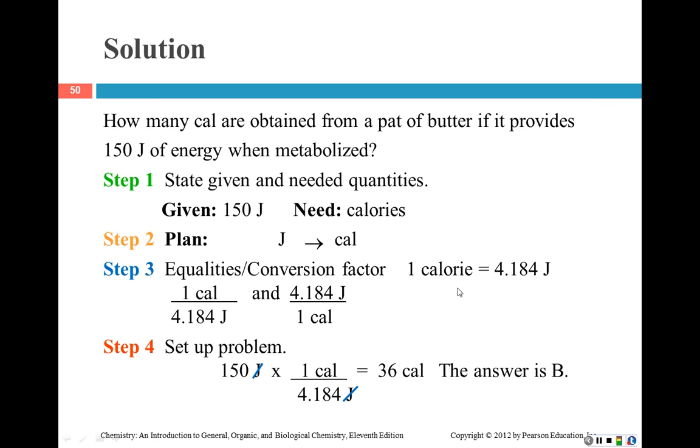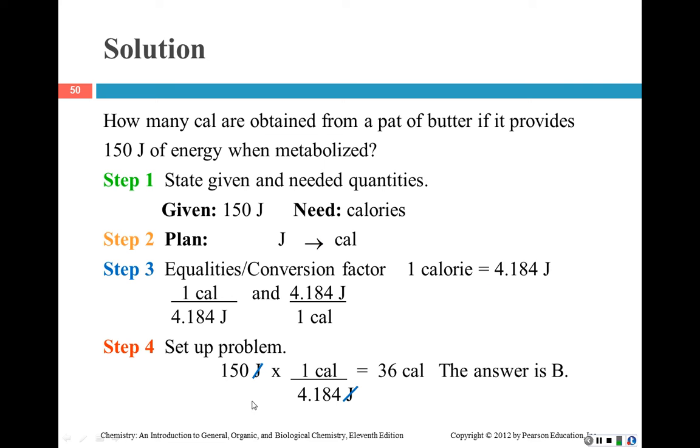All right. How many calories are obtained from a pat of butter if it has 150 joules? Remember from the rules that you state what you're given. We said we're given 150 joules. Where we're going is calories. So we go from joules to calories. We know a conversion factor for that. We know 1 calorie equals 4.184 joules.